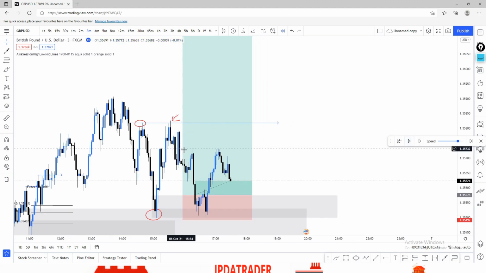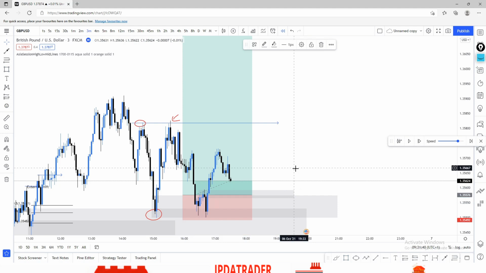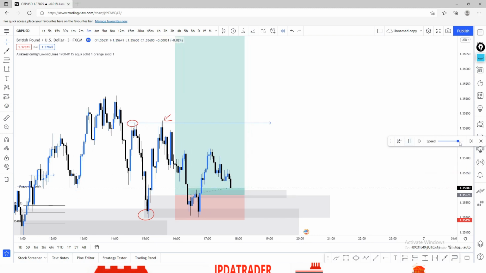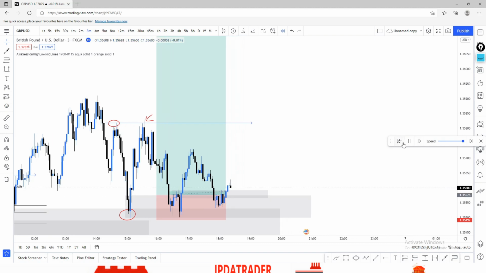So we see another break over here. So if you're comfortable with this, you could potentially add a re-entry at the breaker over here, or not, right? Depending on how much risk you have for the day. But for me, this would be fine. So let's keep playing price, right? Let's see what occurs over here. We speed this up and let's see what happens.